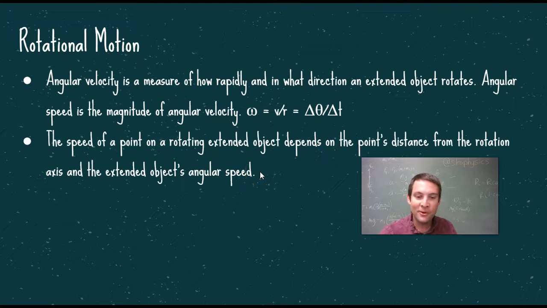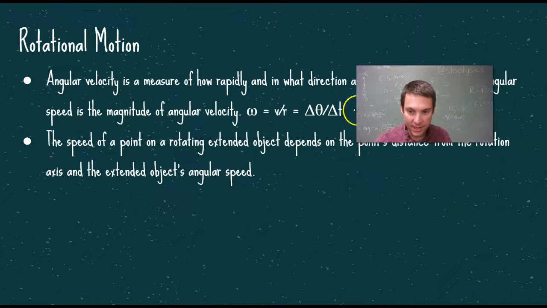The speed of a point on a rotating extended object depends on the point's distance from the rotation axis and the extended object's angular speed.